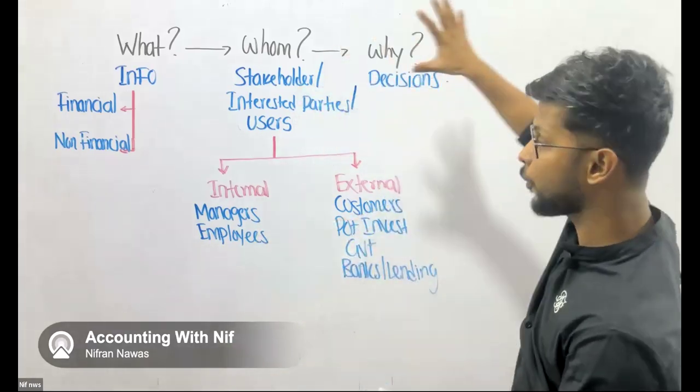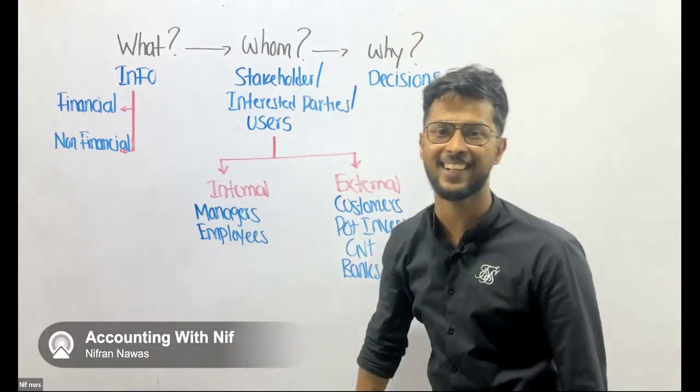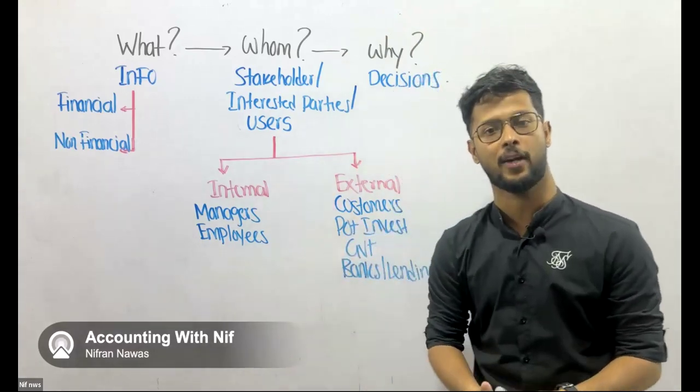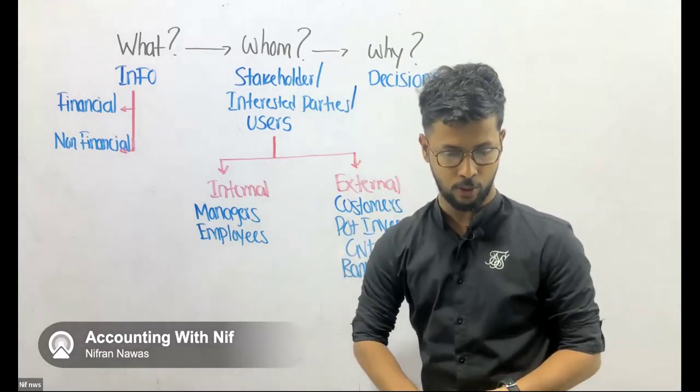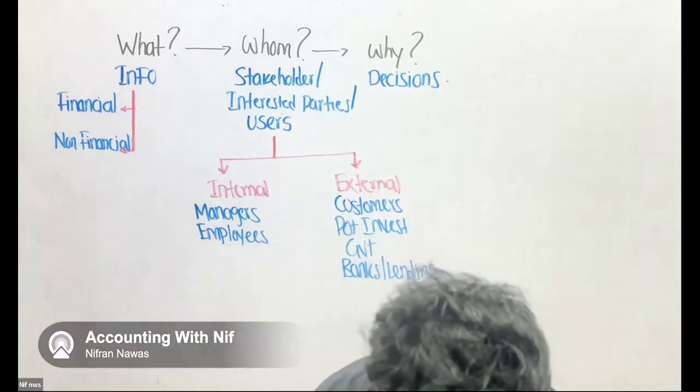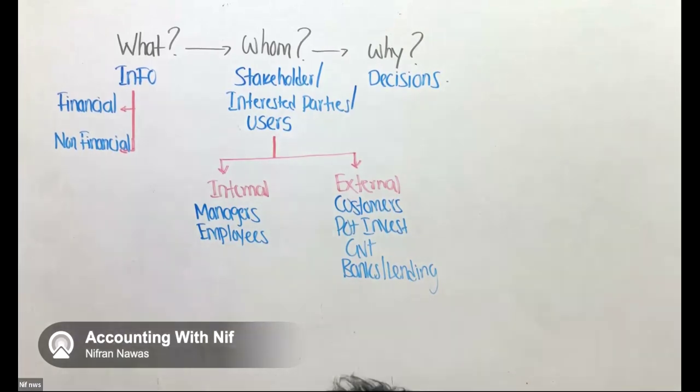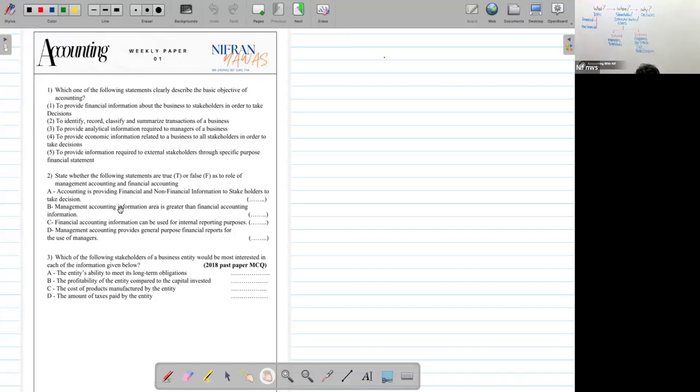So that's a very quick recap on the introductory definition of accounting. I hope you guys understood. So without wasting any time, let's quickly discuss the first question and get our answer. Okay. Right. What do we got? Which one of the following statement clearly describes the basic objective of accounting? So let's go through it.